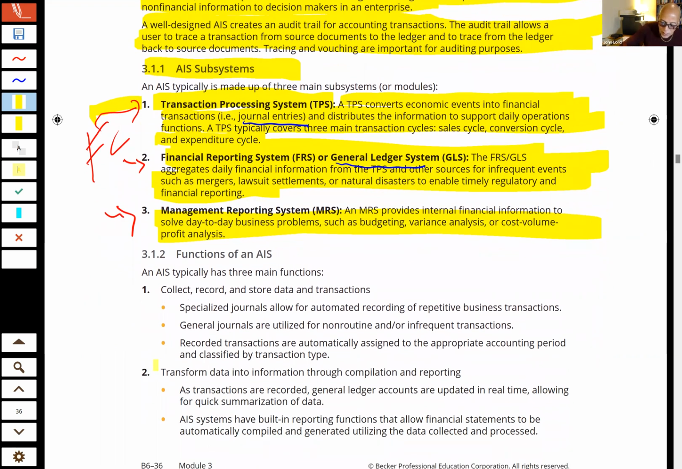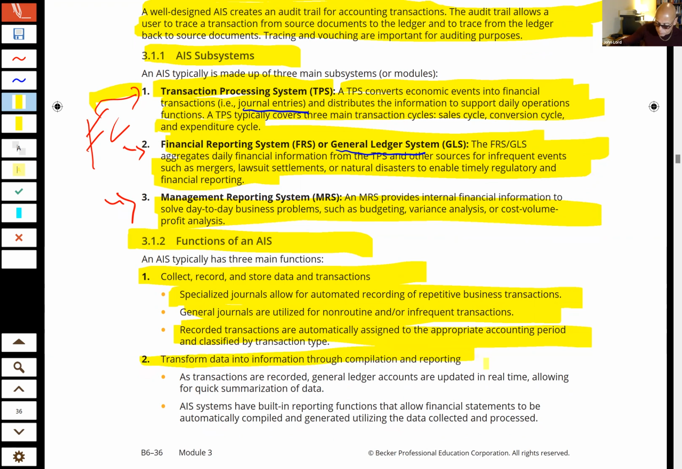Now, functions of the accounting information system include collecting, recording, and storing data transactions. We would have specialized journals for certain things, for example, our sales journal, our purchases journal, that sort of thing. General journal, something that's not as frequent, and recorded transactions are automatically assigned to the appropriate accounting period and classified by transaction type. Okay, safeguards, transforming data into information through compilation and reporting.